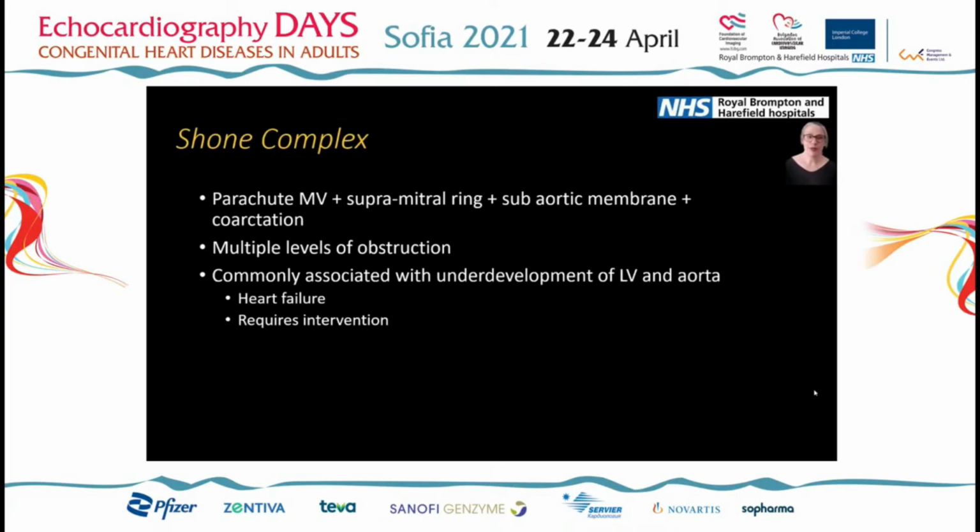And that comes up a lot when we start going back. Remember I mentioned before Shone complex. So Shone complexes, when we have the inflow lesions, parachute mitral valve, supramitral ring, with outflow lesions of the subaortic membrane and coarctation. So we've got multiple levels of obstruction here, lots of factors affecting the stroke volume and the cardiac output. This is commonly associated with the underdevelopment of the left ventricle and the aorta.